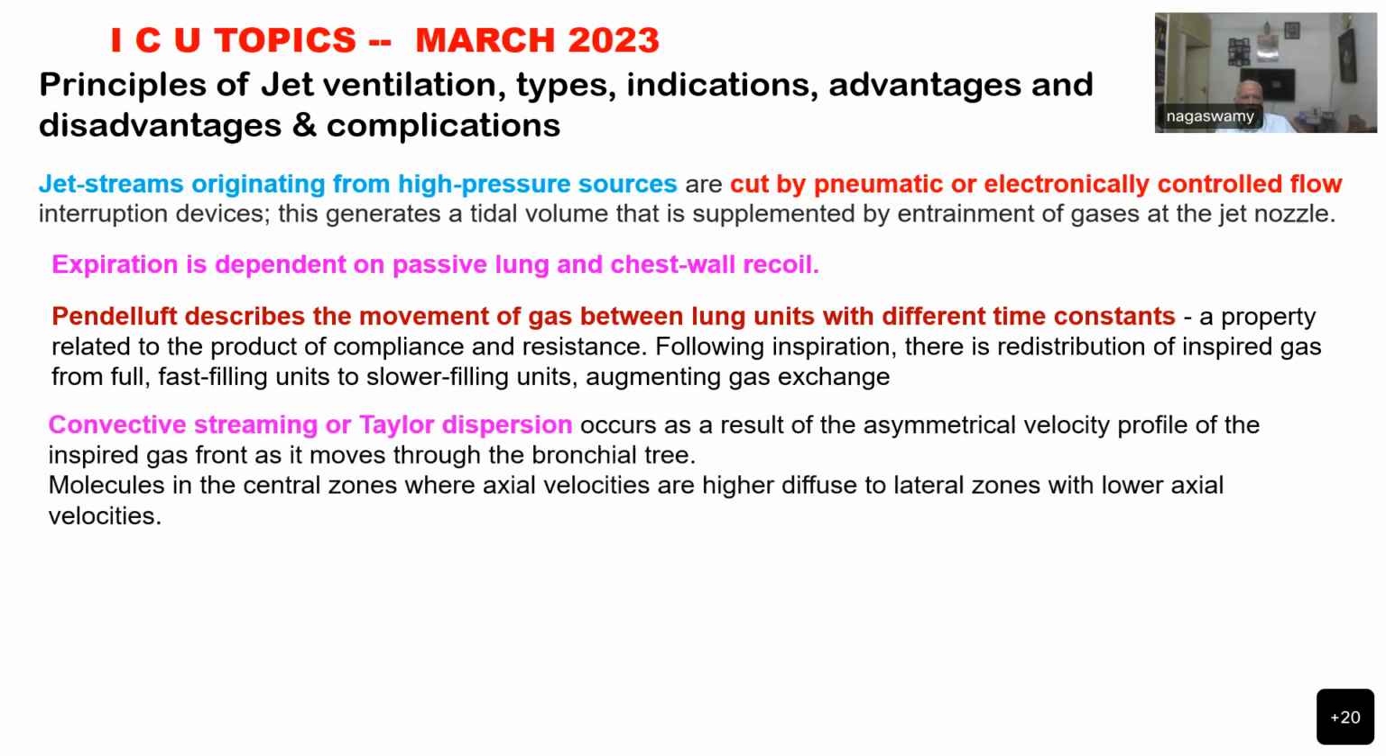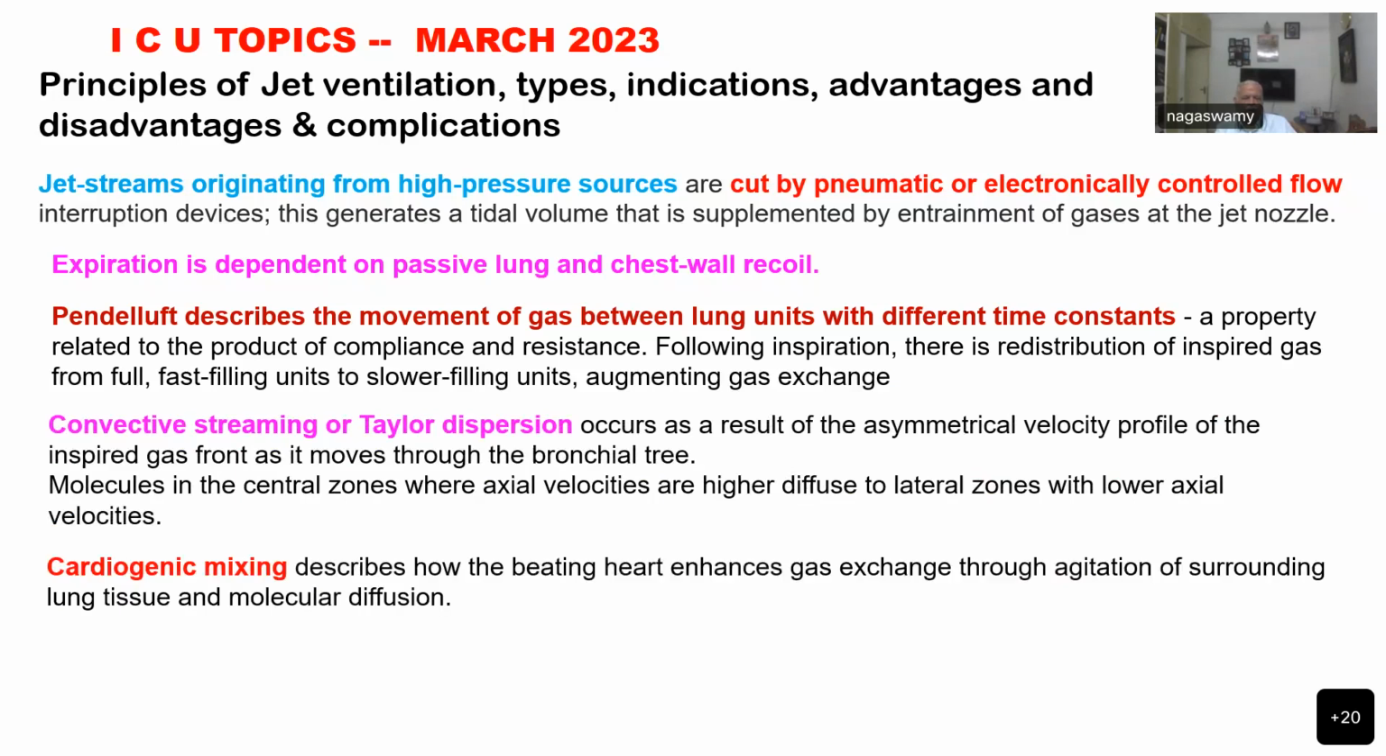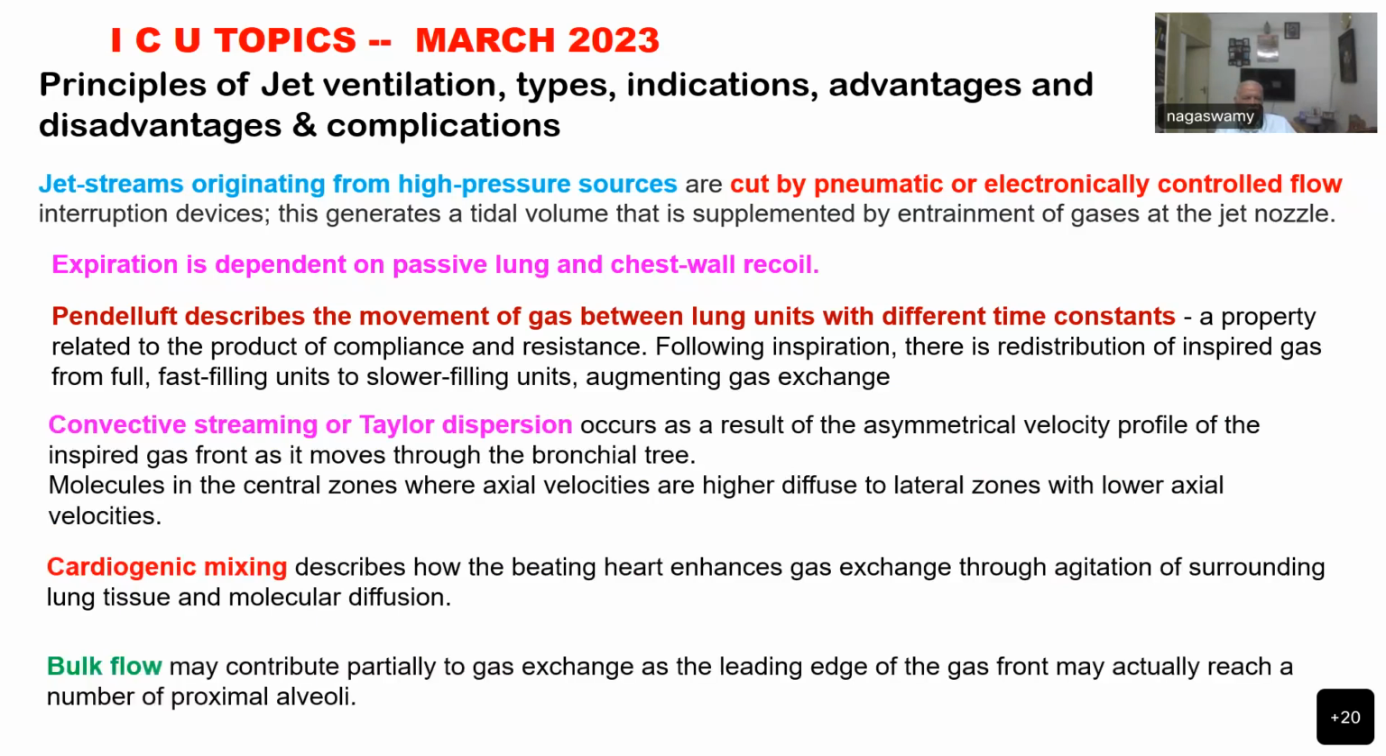And convective streaming or Taylor dispersion is another result of the asymmetrical velocity profile of the inspired gas that moves through the bronchial tree. And cardiogenic mixing by the beating heart enhances gas exchange through agitation of surrounding lung tissue and molecular diffusion. Bulk flow may contribute partially to gas exchange as the leading edge of the gas front may actually reach a number of proximal alveoli.